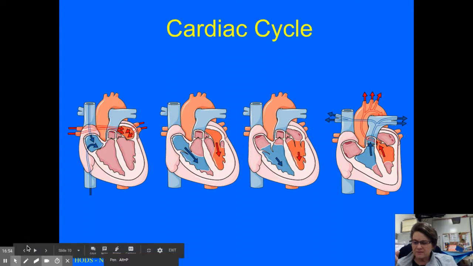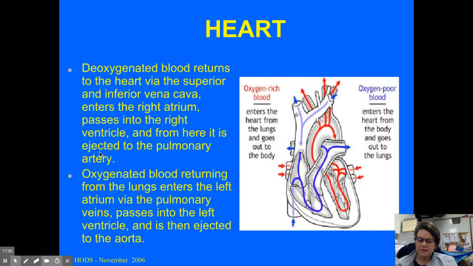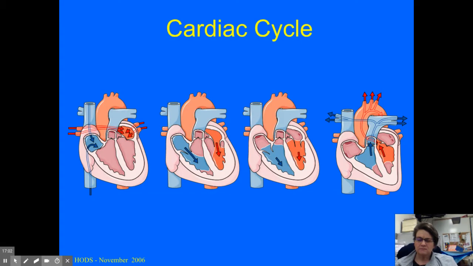So on the left side here, oh, sorry guys. Sorry, on the right side here, remember it's right as my left. This is the superior vena cava, this is the inferior vena cava, and it is bringing deoxygenated blood into the right atrium.